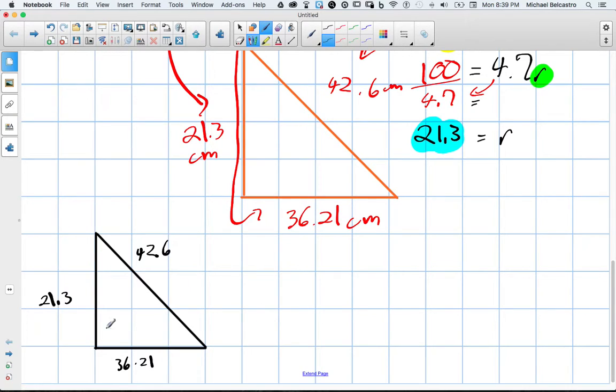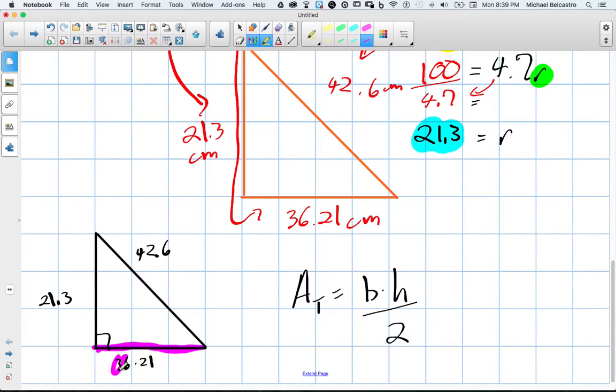Area of a triangle. So we've got to know what that formula is. The area of a triangle is equal to the base times the height divided by 2. In this case, our base is right here, which is the 36.21. And our height is right here because it's a right angle triangle. We don't have to do anything else to find it. We just need the legs of the triangle, 21.3. So we plug those two values in and divide by 2.